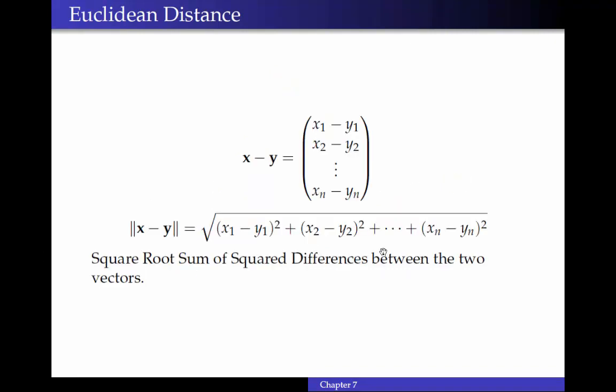And so this is probably the distance formula that you may remember from a calculus class or even some high school math. The vector x minus y just takes the difference between the individual elements. And so I'm taking the square root of the sum of squared differences between the 2 vectors. This is the Euclidean distance formula.